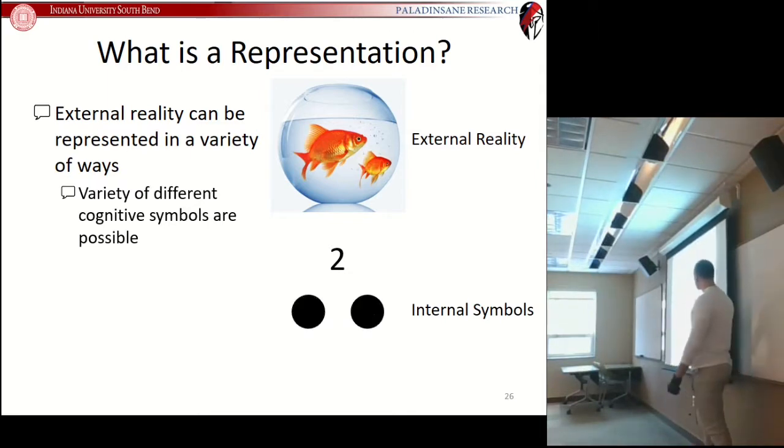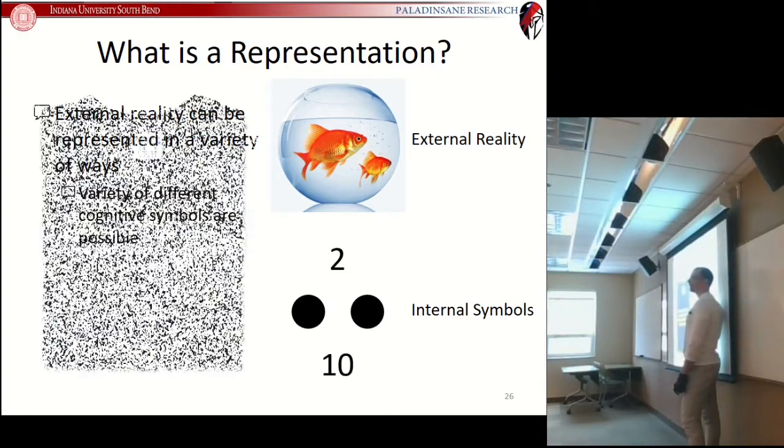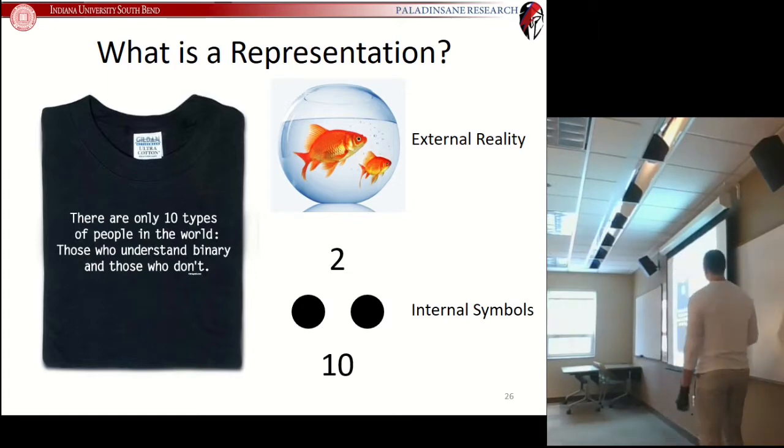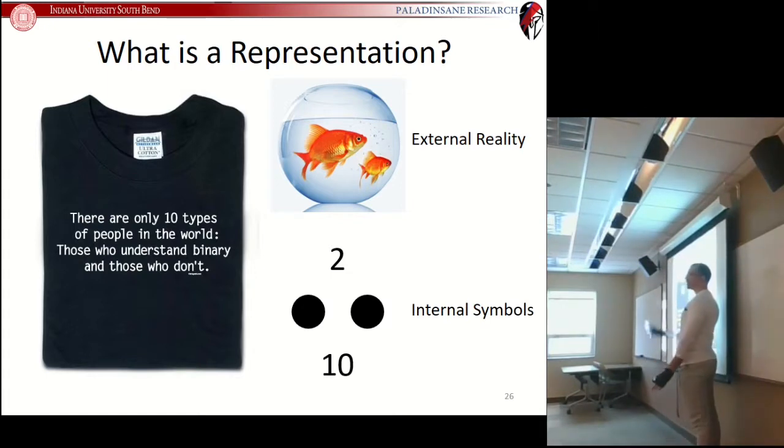Or does it represent it as two individual points, right? Both of these could represent two. Or does it represent it as this? And if you understand binary, you'll know that that is the representation for two in binary. So there's a number of different ways to represent something as simple as the idea of two. And as cognitive psychologists, we need to figure out how that external reality is represented in our minds.